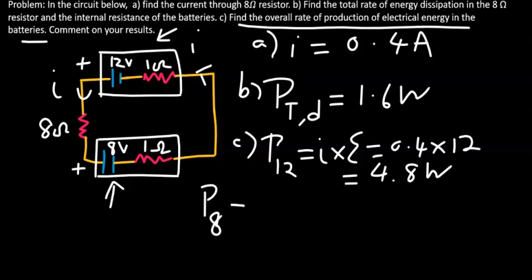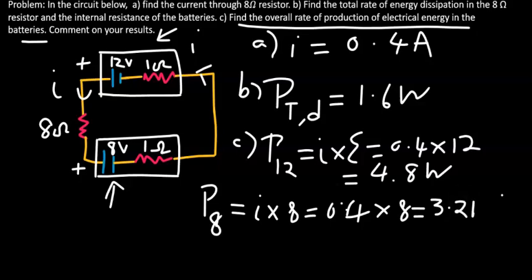So the reverse is happening. And that conversion is at a rate of I times the EMF of the battery, which is 8 volts. So 0.4 times 8, which is 3.2 watts.